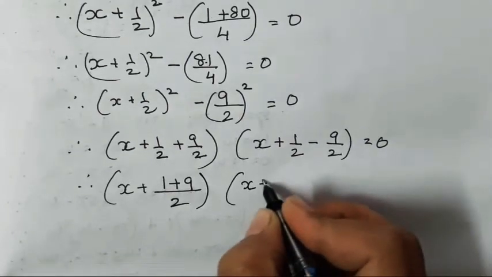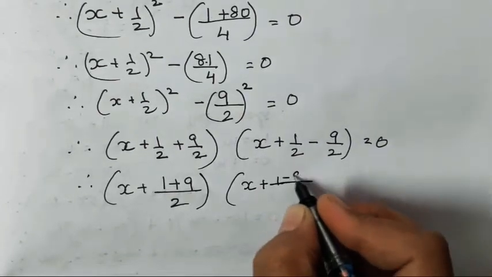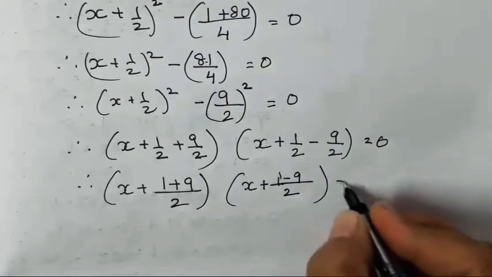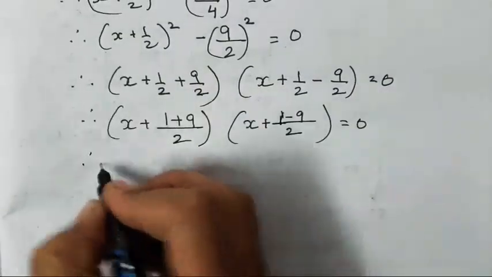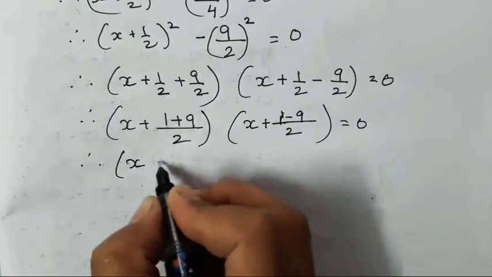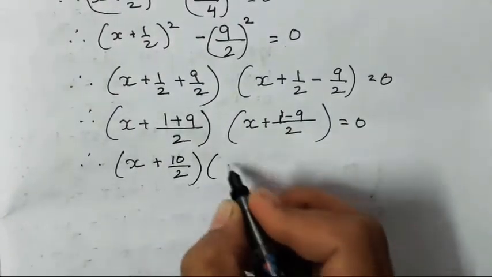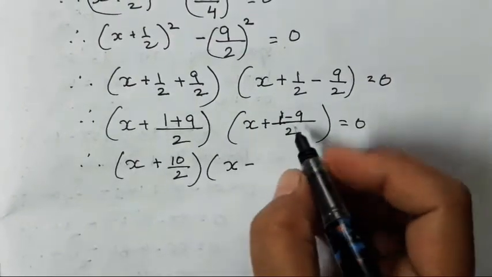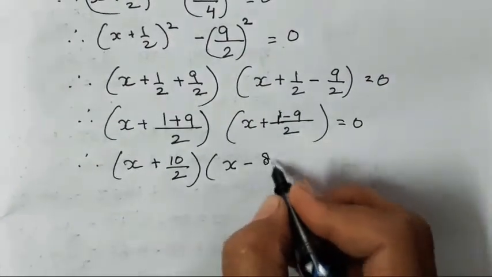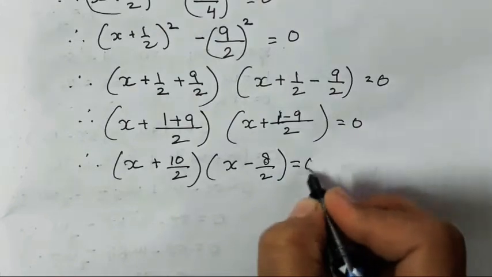Same thing, x plus 1 minus 9 upon 2 is equal to 0. The steps are very easy. You all have to do it slowly and think about it before solving it. So 10 upon 2, and over here x minus 8 upon 2 is equal to 0.